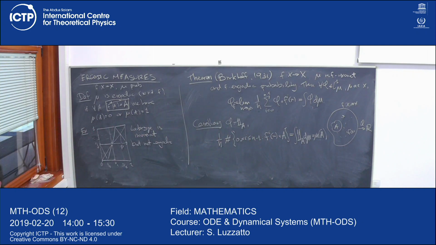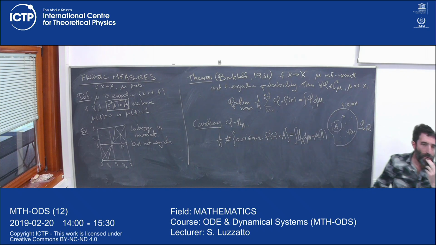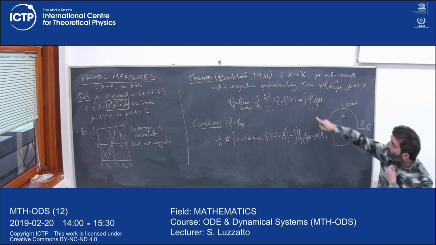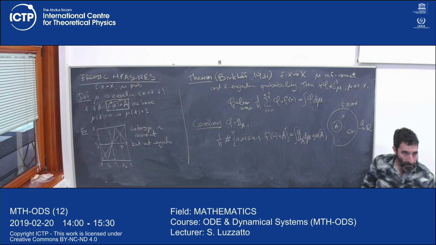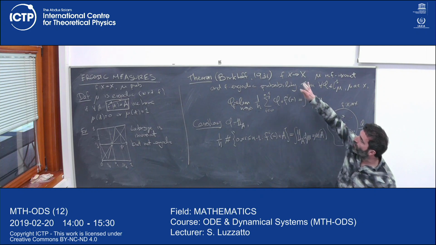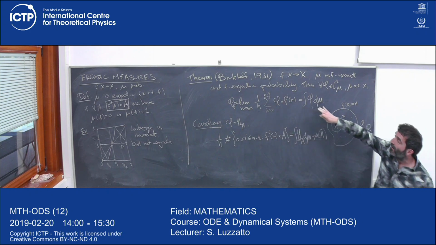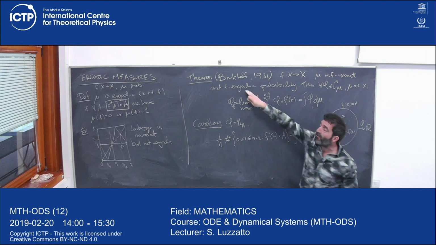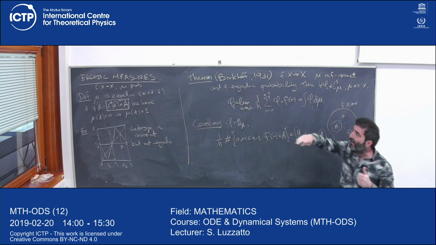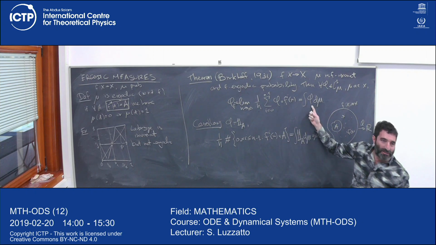This integral is a real number, and it doesn't depend on x. Well, that's exactly the main point of the theorem. This is exactly the remarkable point of the theorem, because using only invariance, we know that this limit exists. Okay? The remarkable fact is that if the measure is ergodic, then the limit does not depend on x, and it is exactly equal to the average value of phi.